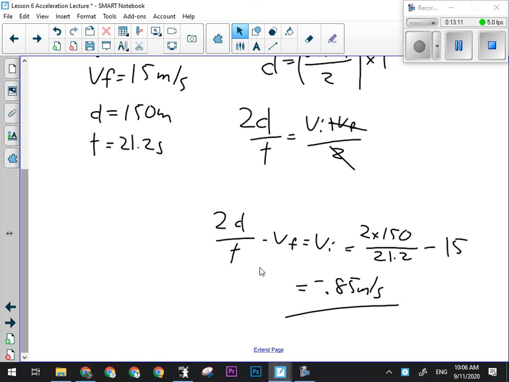Are these acceleration formulas and problems sort of making sense? It's really just algebra, right? You have to pick the right formula, manipulate and solve. That's really all there is to it. Not much more than that.